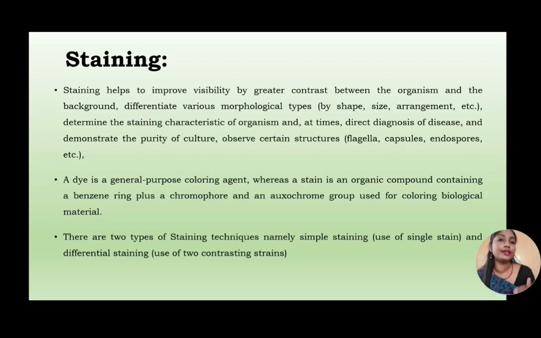Now let us know the difference between a stain and a dye. Dye is a general purpose coloring agent, whereas stain is an organic compound which contains a benzene ring plus a chromophore and an auxochrome group, which is used to color biological agents. So dye can be used on top of anything, even clothes can be dyed, whereas when it comes to biological materials, we don't use dye, rather we use stains. There are two types of staining techniques, namely simple staining, where we use only a single stain, and differential staining, where we use two contrasting stains. So let us learn about simple staining and differential staining.